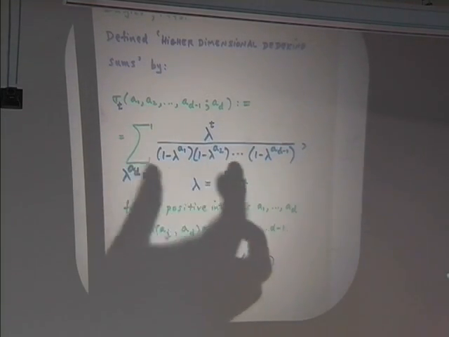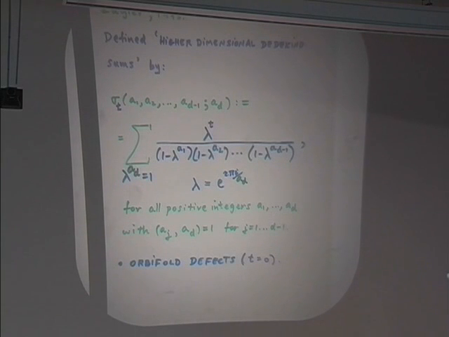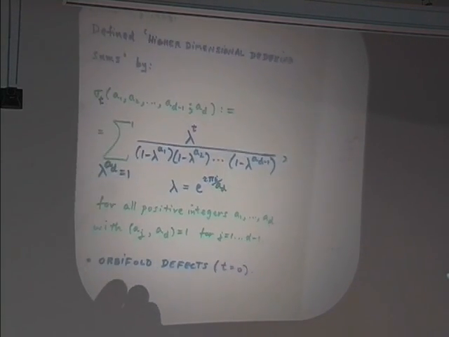When the dimension is 2, when you have just 2 of these, and t equals 0, you retrieve actually the classical Dedekind sums we wrote down earlier. So that appears in orbifold work of Zagier.